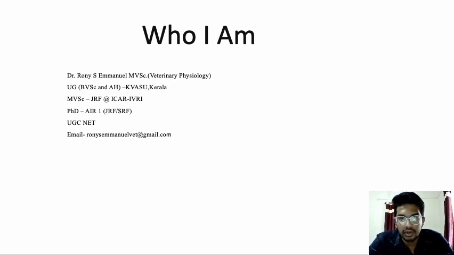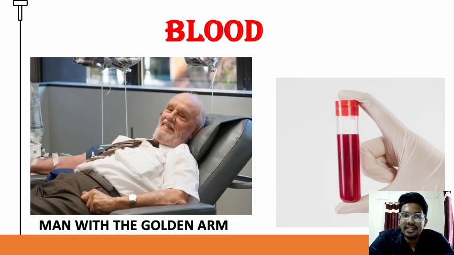Section today, we are going to deal with the blood, the fluid connective tissue of the body. Do you people know who this person is? I have added he is the man with the golden arm. We will see about him at the last slide. Now you can make some assumptions or you may be having the correct answer with you.